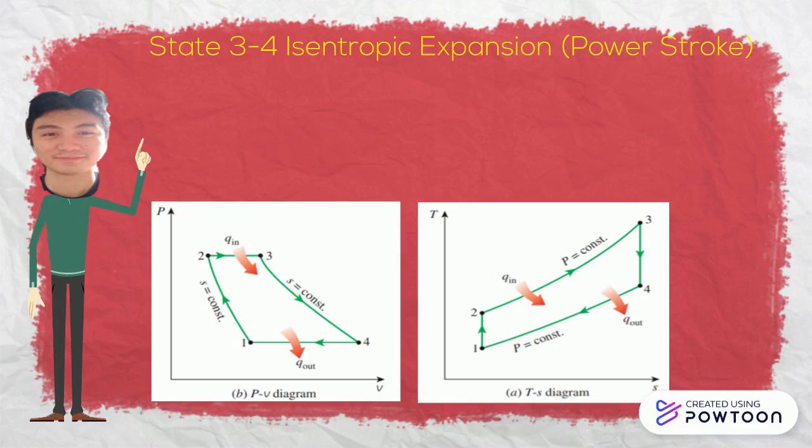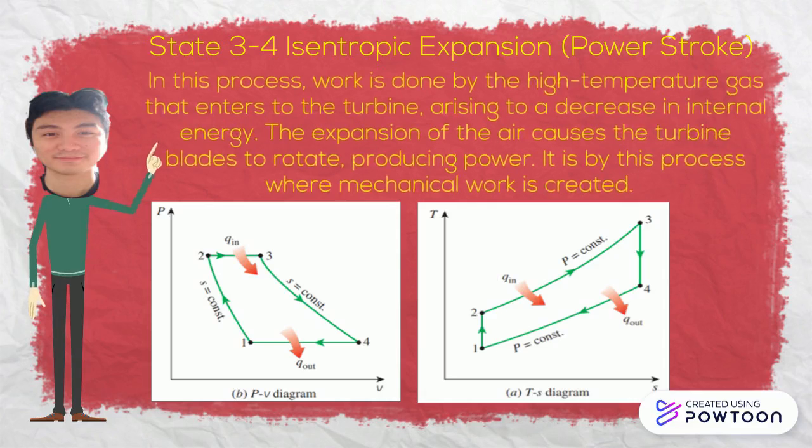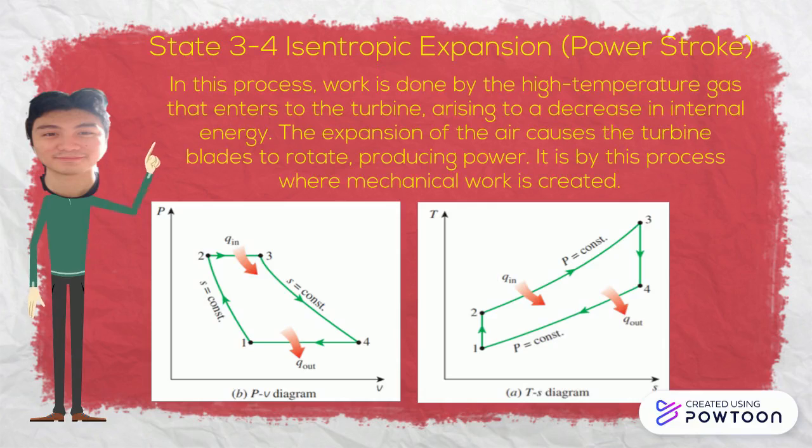State 3 to 4, isentropic expansion. In this process, work is done by the high temperature gas that enters the turbine, leading to a decrease in internal energy. The expansion of the air causes the turbine blades to rotate, producing power. It is by this process where mechanical work is created.